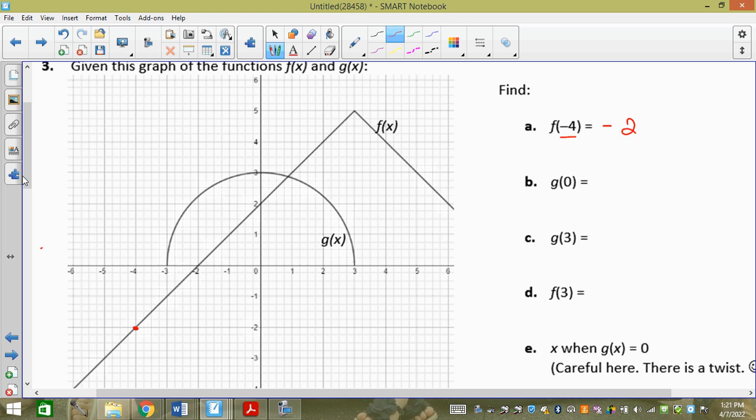G of 0. So I go to 0, and I follow it up to the g graph. What is it? 3. G of 3. Yeah, it's at 0. F of 3 is at 5. What happens when I give you g of x equals 0? What am I giving you? I'm giving you y. So when y equals 0, what are my x's on g? 3 and negative 3.